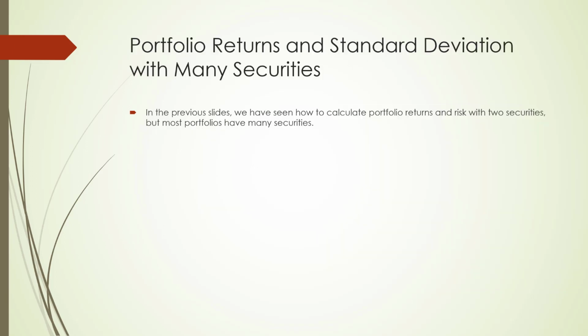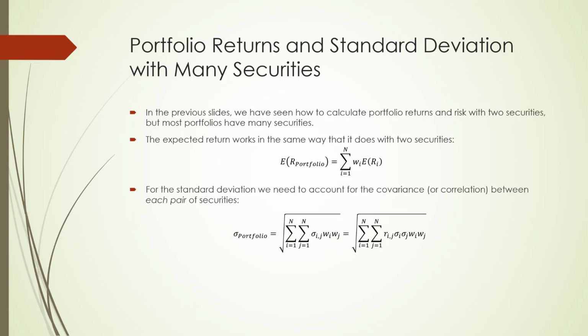Now, we've seen how to calculate the expected return of a portfolio and the standard deviation of a 2-security portfolio. With any number of securities, the expected return works the same way. It's always just a weighted average of the expected return of the securities. However, the standard deviation is more complicated.